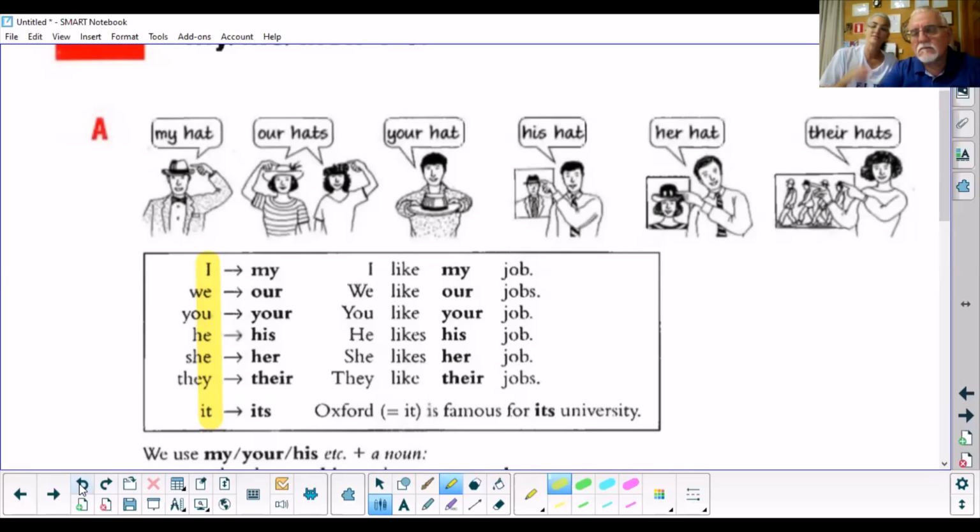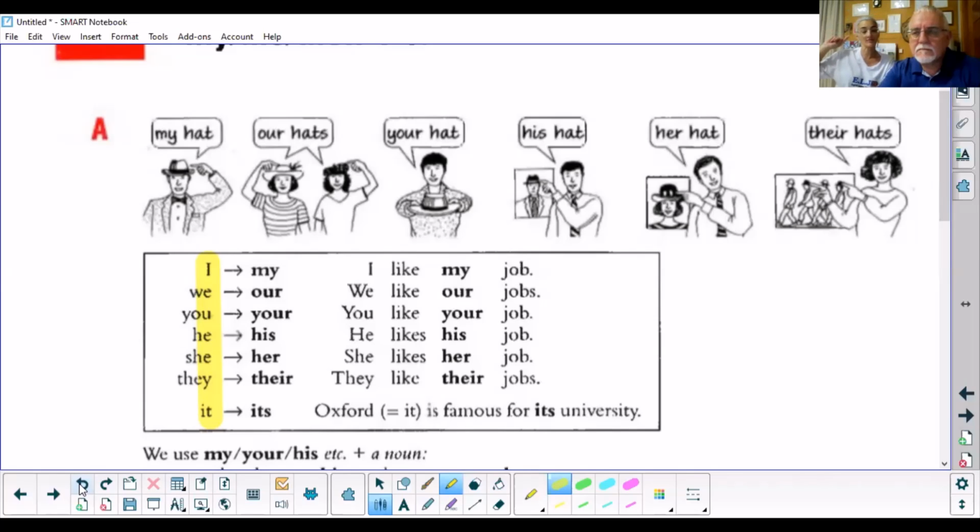O she é ela. Então, vai ter que ser o pronome possessivo, a posse é dela. O they é deles. O they significa eles. Então, o pronome possessivo, deles. E o it, que é para coisas ou animais, its. O que o professor falou antes é o seguinte, tem que tomar cuidado, porque esse its é todo escrito junto, é uma palavra só.